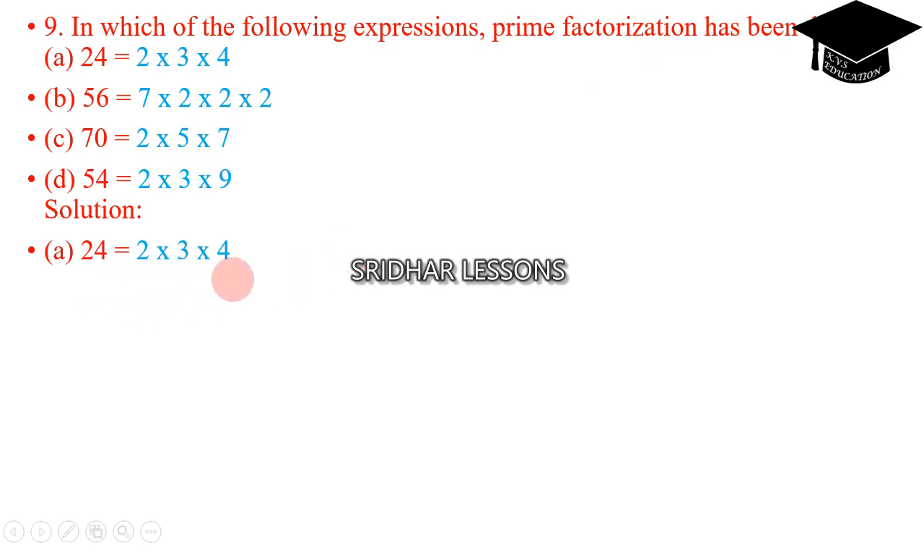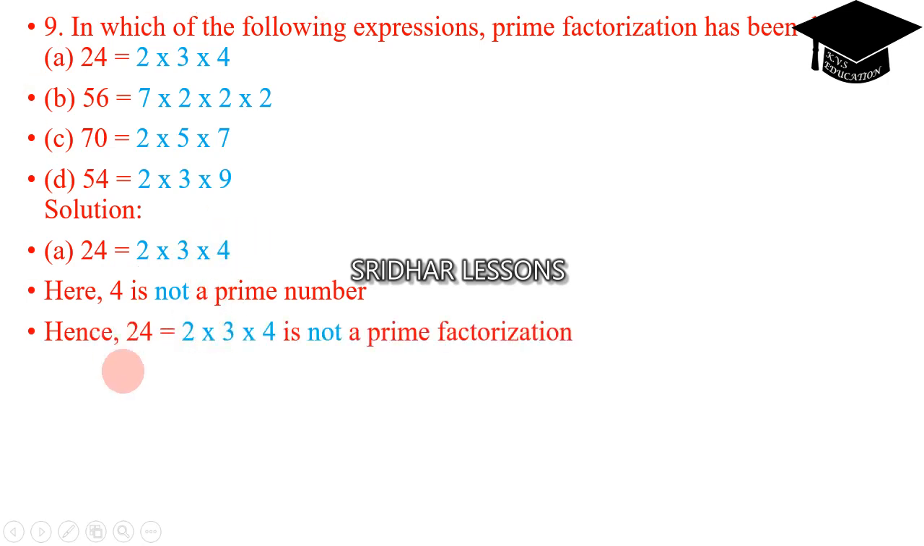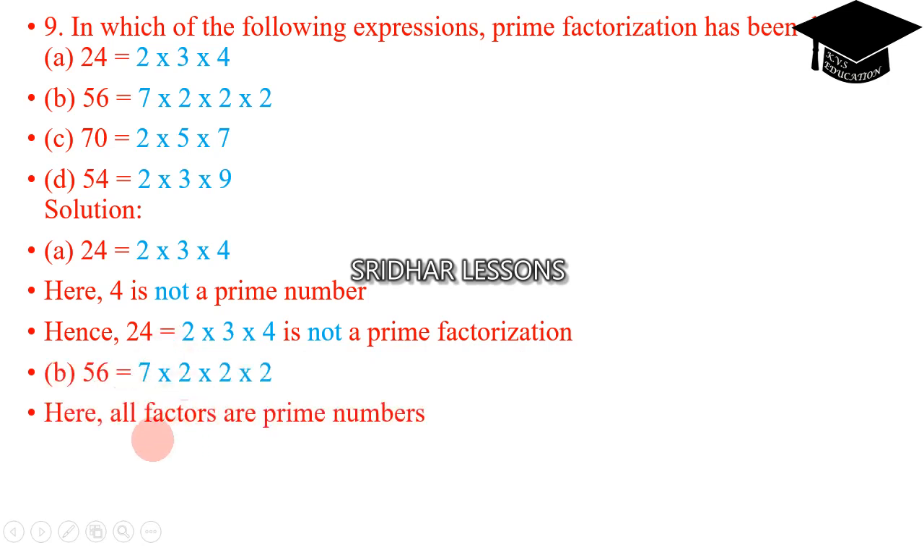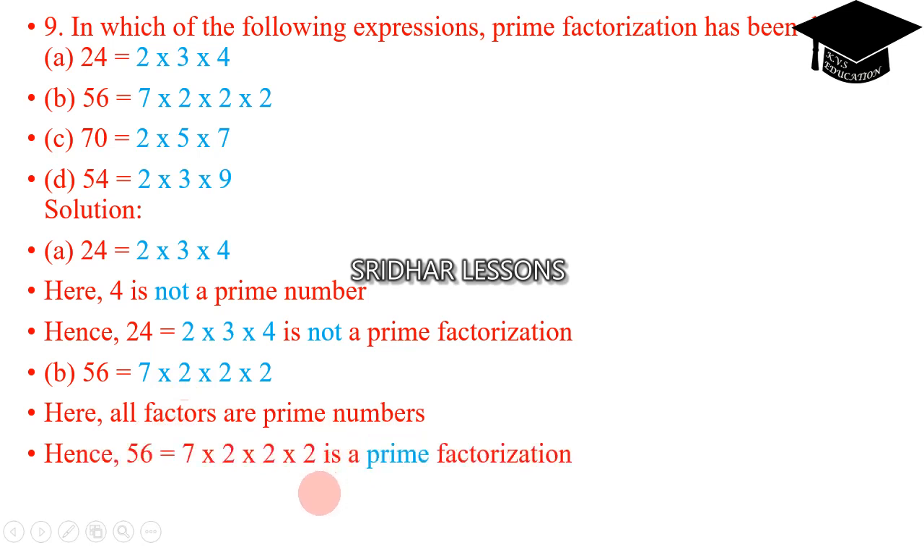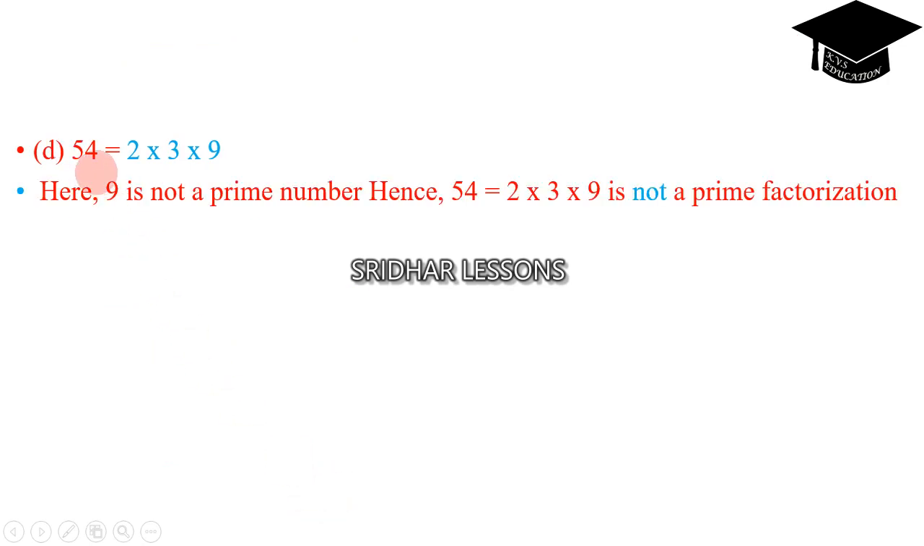24 is equal to 2 into 3 into 4. Here 4 is not a prime number. Observe this. Okay. So this is not prime factorization. 24 is not prime factorization. 56. All factors are prime numbers. So it is prime factorization. Next, 54. Here 9 is not a prime number. So it is not prime factorization. 54 is not a prime factorization.